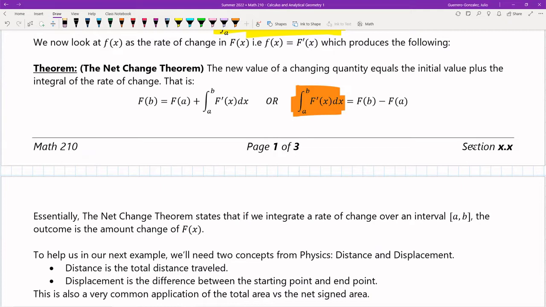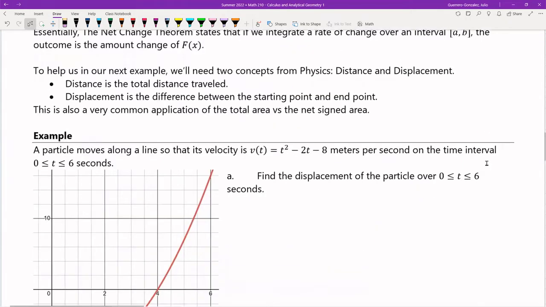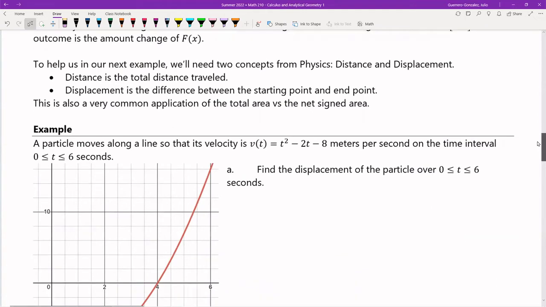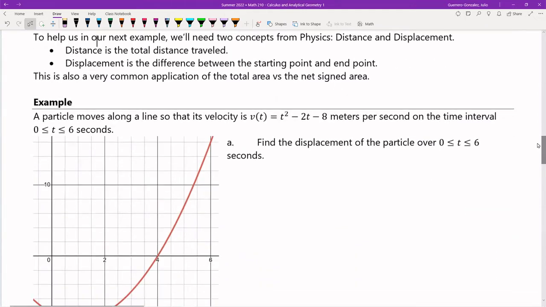We're going to need a couple definitions from physics before we move on. I don't want to scroll down too much. There we go. We need two definitions from physics. The first one is the definition of distance, and the other one is the definition of displacement. You're going to hear it in your very first physics class if you haven't taken it yet. If you have taken it, you've probably already been using it. So distance is the total distance traveled. And displacement is the difference between the starting point and an end point.